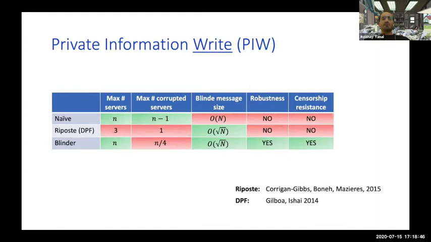Blinder solves both issues, extending Riposte to any number of servers. And the only compromise we make is on the threshold of corrupted servers. While in Riposte and other works the threshold can be n-1, which is the optimal, in Blinder this must be at most a quarter of the number of servers.